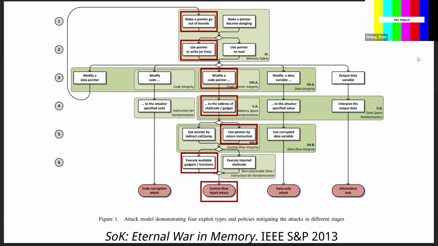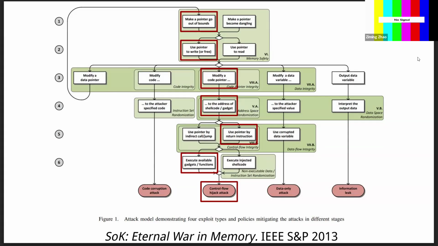Cool. We keep moving forward. So this is the very first control flow hijacking, and we are going to do a lot of control flow hijacking this semester. Let's revisit this picture because, like I said, many things we're doing fall somewhere into this picture. So first of all, the first step here is that we make a pointer go out of bound.